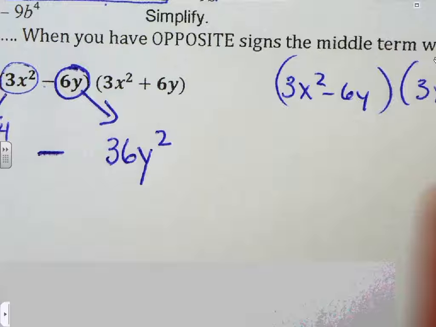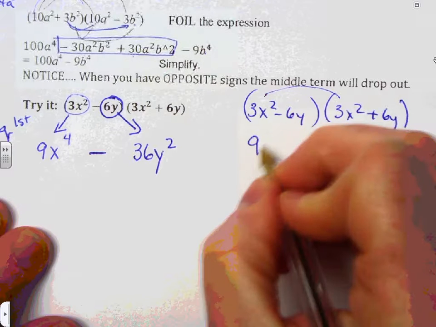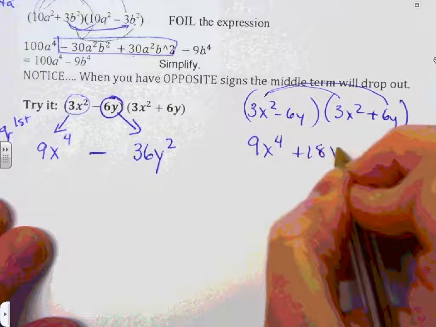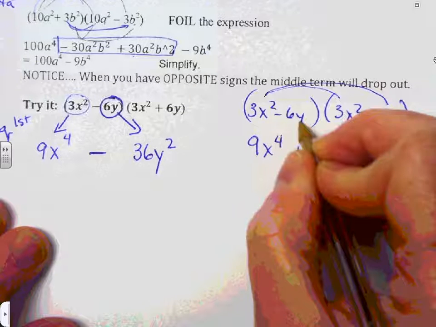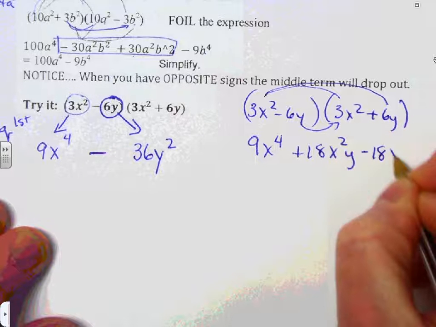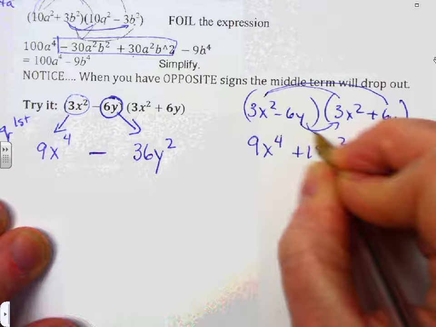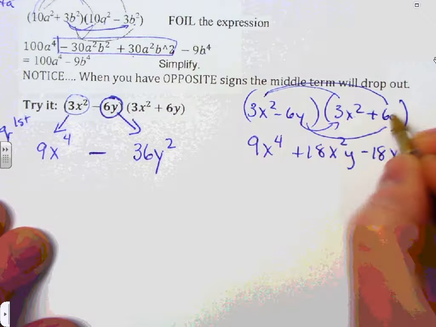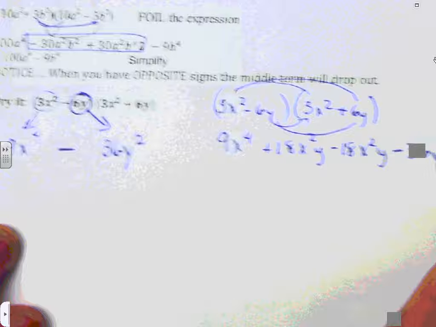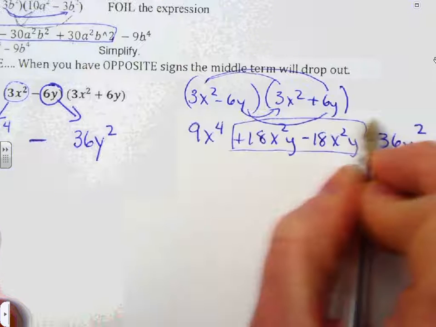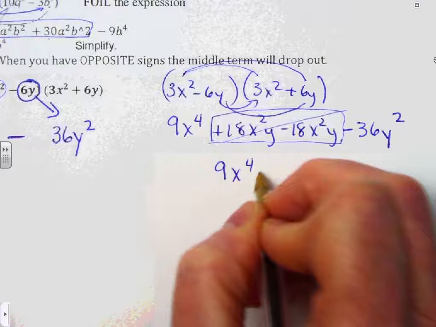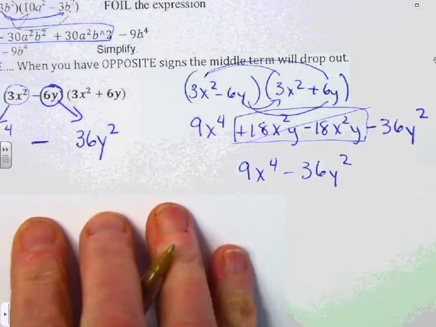Okay? First times first, that's going to be a 9x to the 4th power. This times this gives me a positive 18x squared with a y. Middle terms, negative 6 times 3 is a negative 18 x squared y. And the last terms become a negative, because it's a negative 6 times a positive 6, 36 with a y squared. And as you can see, right here in the center, they wipe each other out. And you're left with 9x to the 4th minus 36y squared, which is exactly what we got when we did our shortcut.